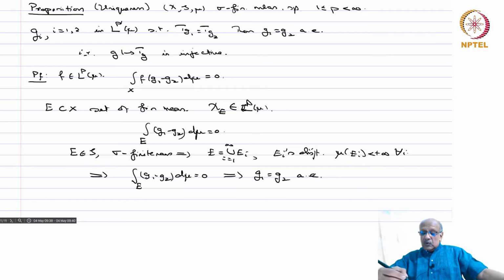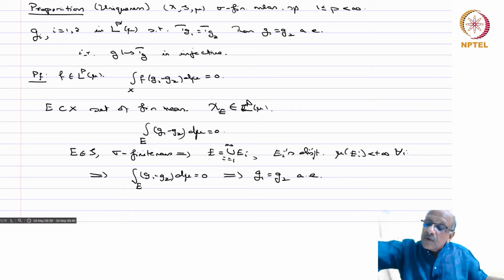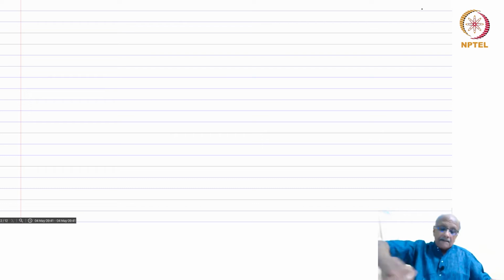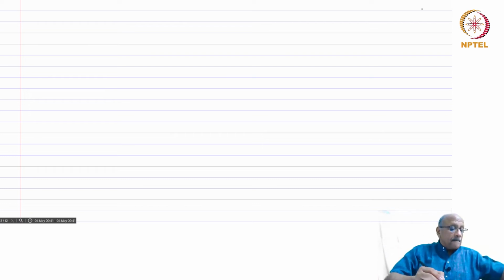So you know how to do this. Take the set where g_1 minus g_2 is strictly positive and show that it has measure 0; the set where g_1 minus g_2 is strictly negative, show that it also has measure 0, and therefore you have g_1 equal to g_2 almost everywhere. We have done this before. So this proves the uniqueness.